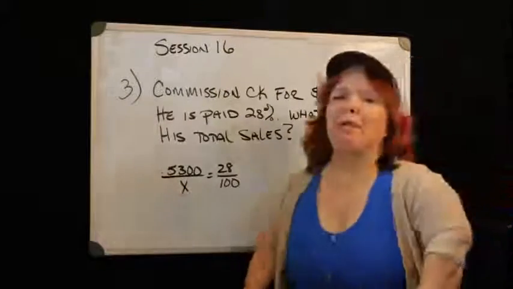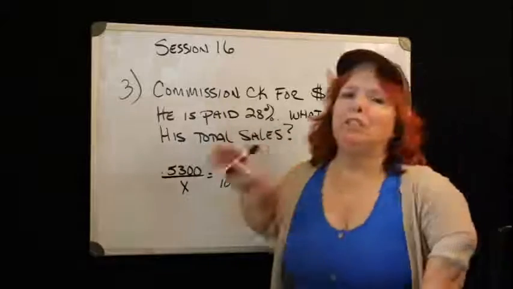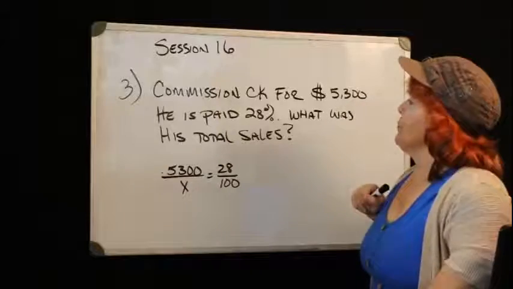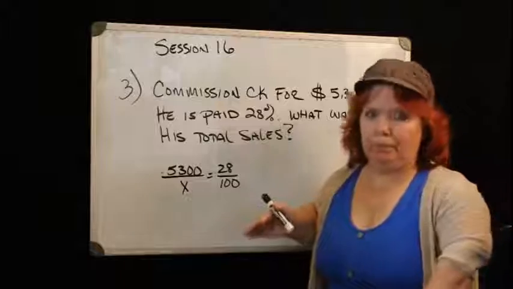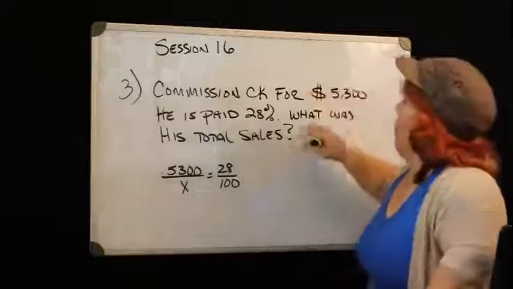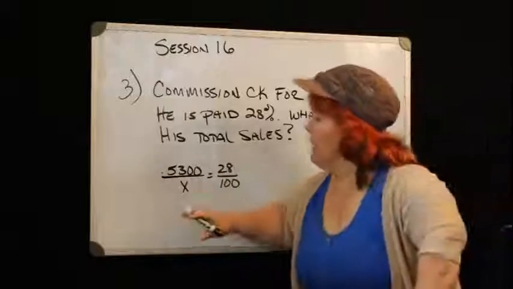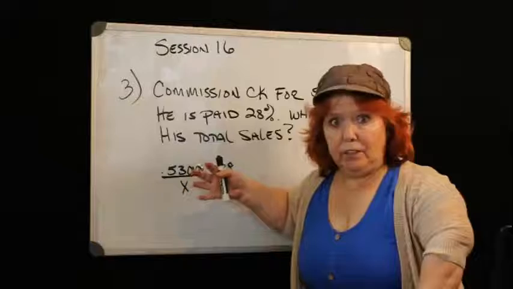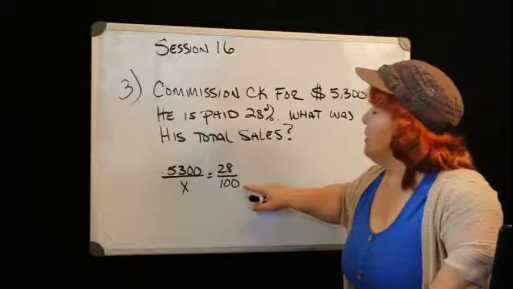Okay, number 3. Remember this one? My husband received a commission check for $5,300. He is paid 28% for his commission, for his total sales. What was his total sales? Based on what information we have, the formula is here. The 5,300 is the part. What was the whole? The 28% is what we got here.